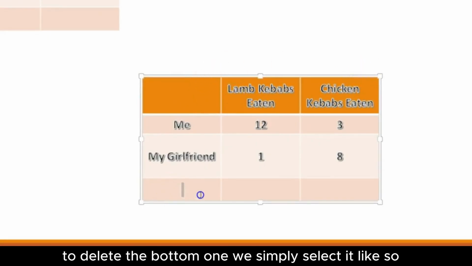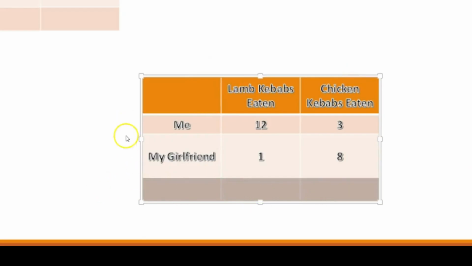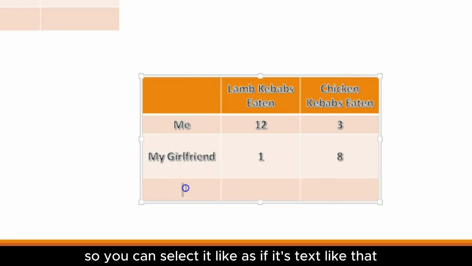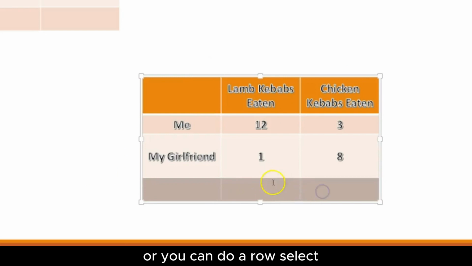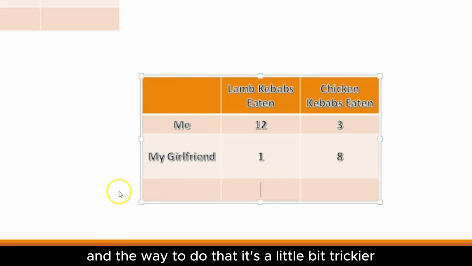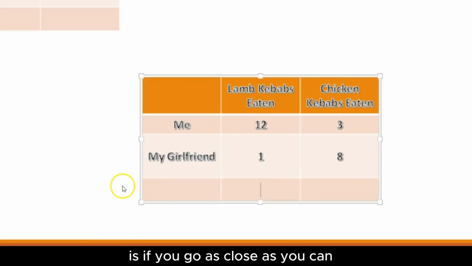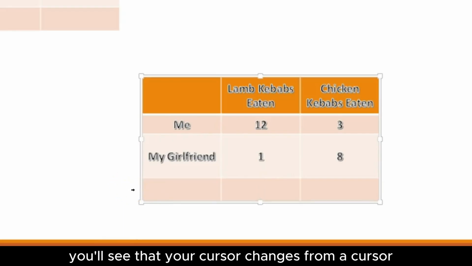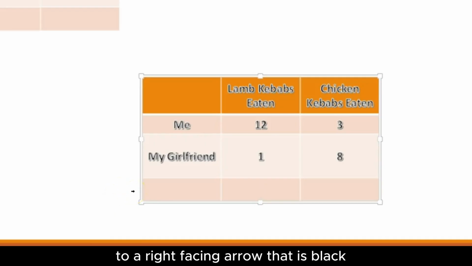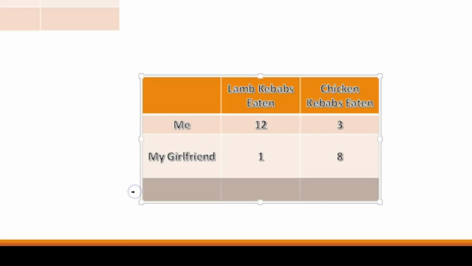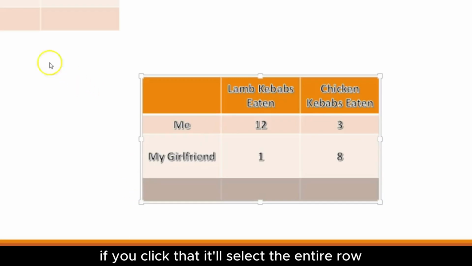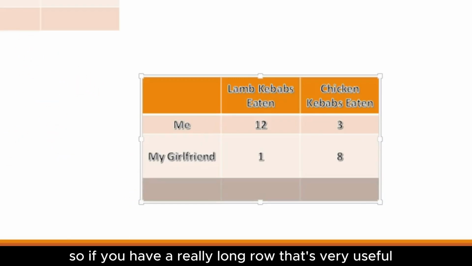To delete the bottom one, we simply select it like so. You can select it as if it's text like that, or you can do a row select. The way to do that is a little bit trickier: if you go as close as you can to the left side of the table, you'll see that your cursor changes to a black right-facing arrow. If you click that, it'll select the entire row. So if you have a really long row, that's very useful.